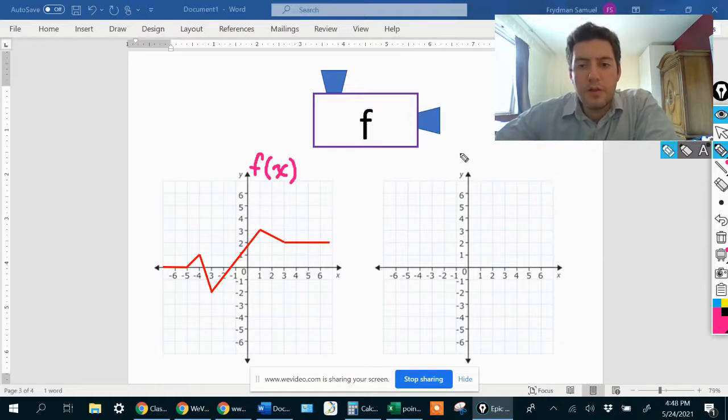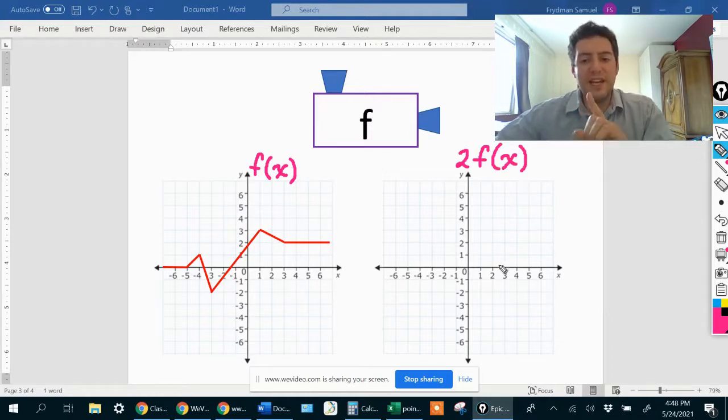How about 2 times f of x? So again, we're taking the x value, we're plugging it directly into the function machine, and then whatever we get as our output, we're going to multiply it by 2. So if our x is 1, then we put 1 into the function machine, we get 3 out, but then we double it, so we would put 6.